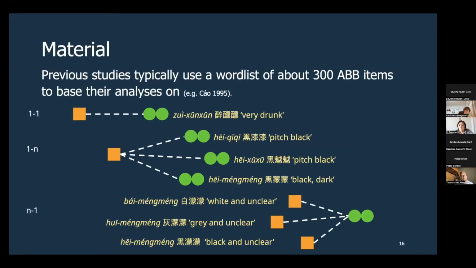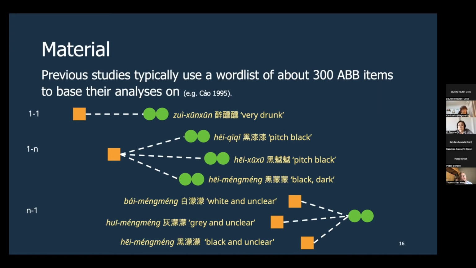So typically the previous material and previous studies will use a word list of about 300 ABB items coming from dictionaries, etc. And they do make some predictions. So they find, for instance, for 醉醺醺, which means very drunk, 醉 is drunk, that there's only one idiophone that collocates with it. For 醺醺, they only find one prosaic collocate. So that's a one-to-one relationship.